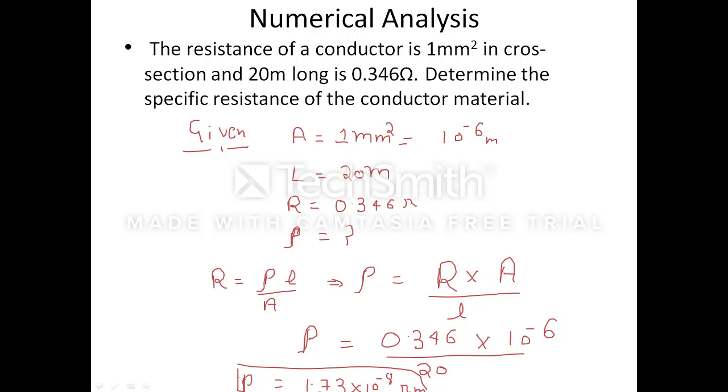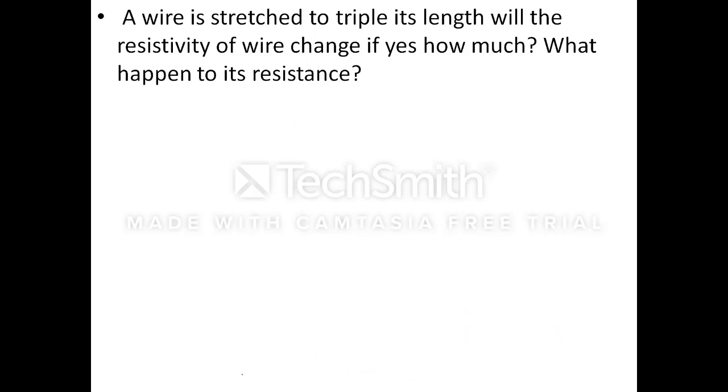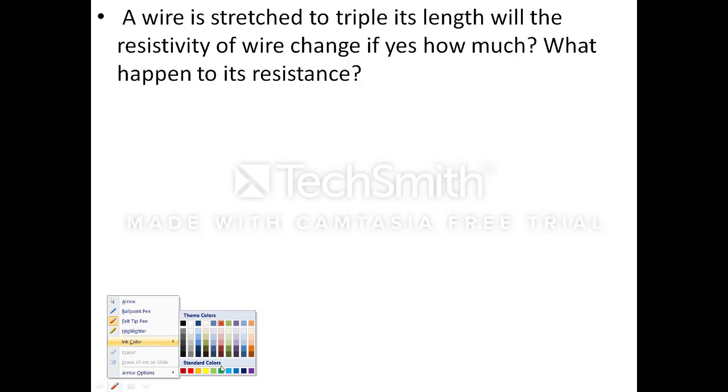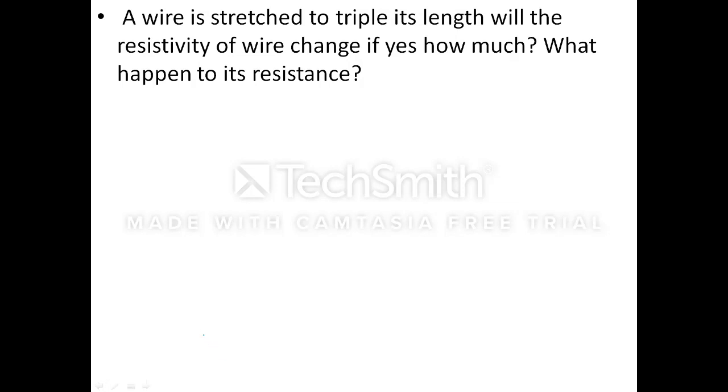Now if you go back to another problem, that is, a wire is stretched to triple its length. Will the resistivity of wire change? If yes, how much? What happened to its resistance? So in this problem, we have to calculate two parts. First of all, what would be the resistivity of the wire? Second part is what happened to its resistance.